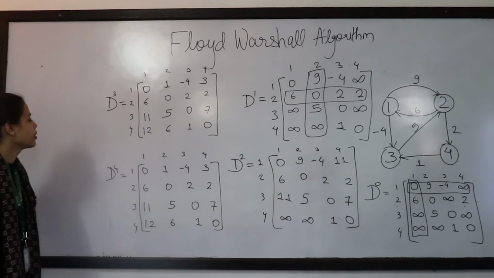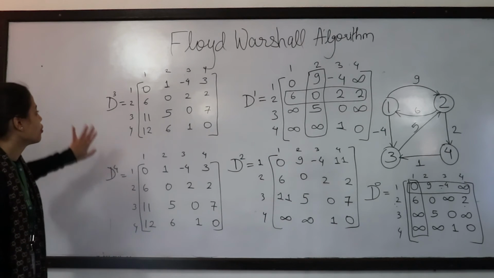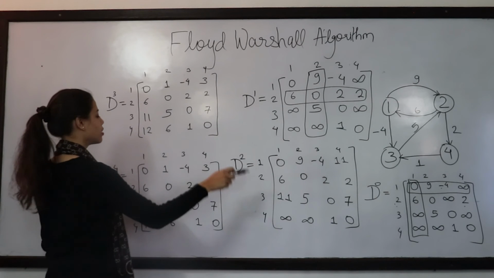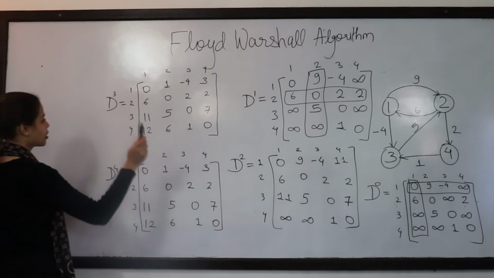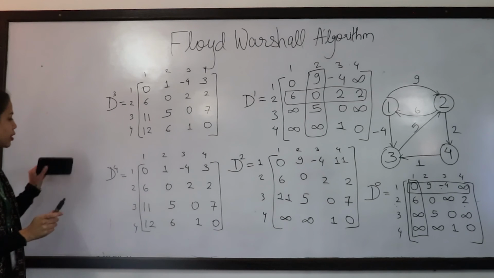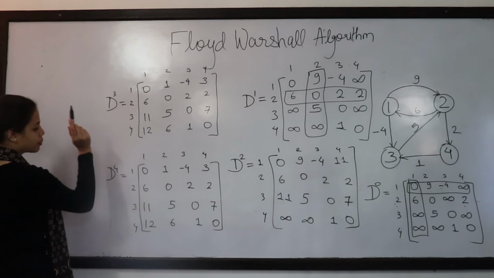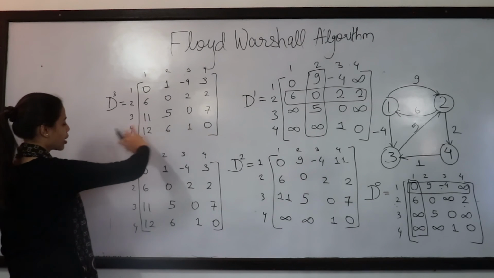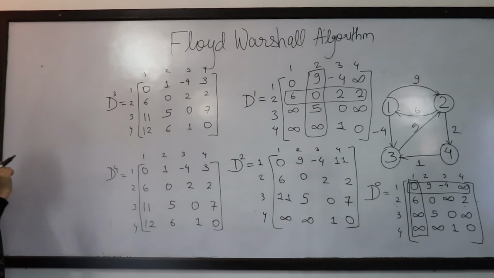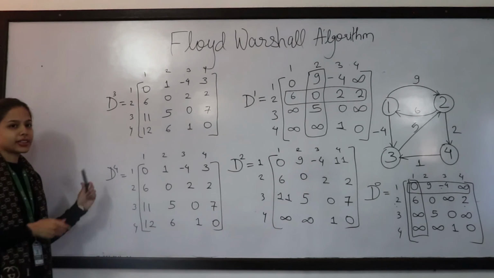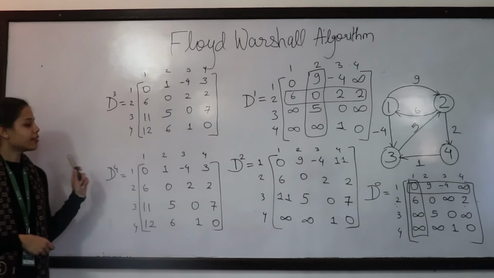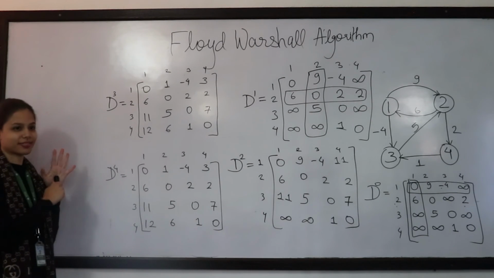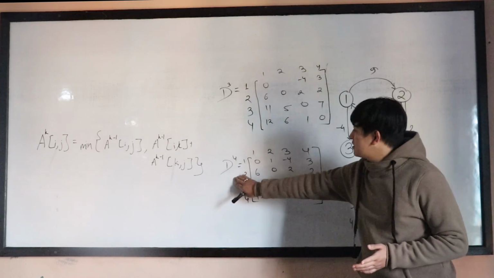Now in a similar way, we find out D3 and D4. For D3, the base matrix will be D2, and rows and columns corresponding to 3 will be the working rows and columns for D3. And similarly for D4, the base matrix will be D3 and the rows and columns corresponding to 4 will be the working rows and columns for D4. Now, D4 is our final solution, and the values of D4 are further stored because this is a dynamic programming approach. Up until now, what we've done is we've made a new matrix on the basis of the old ones.